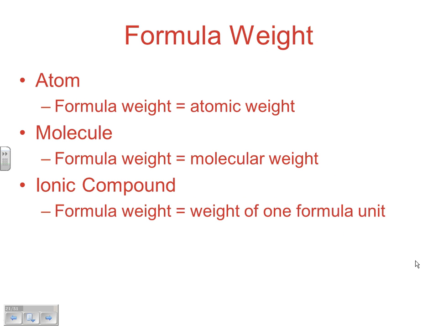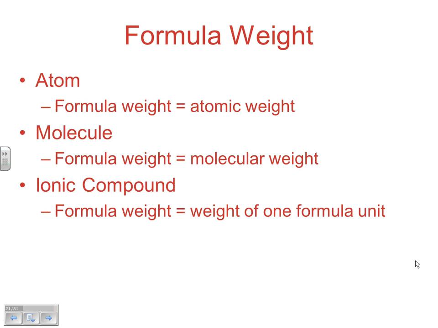Now, if you're dealing with an atom, technically we would call it a formula weight. If you're dealing with a molecule, the formula weight is called the molecular weight. I should say, for an atom, the formula weight is the atomic weight. If it's a molecule, it's a molecular weight. And if it's an ionic compound, it would be the weight of the formula unit. So formula weight really is called formula weight for an ionic compound typically. Usually don't call it formula unit weight.